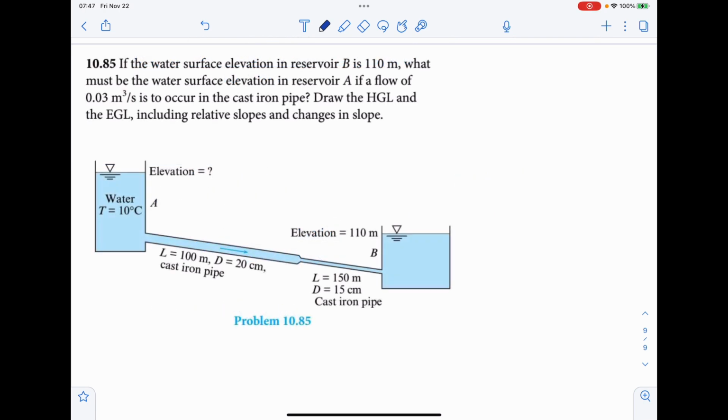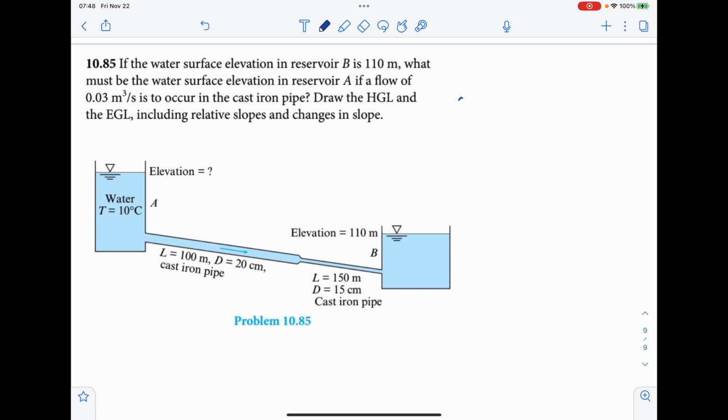Now let's look at the last problem, 10.85. So this problem is similar to the previous problem. We have two reservoirs. We need to find the elevation. Instead of finding the difference, this one we're gonna find the elevation of the first reservoir. The Q is also given, and the diameter and length information of the pipes are given as well. So let's write down the information we have.